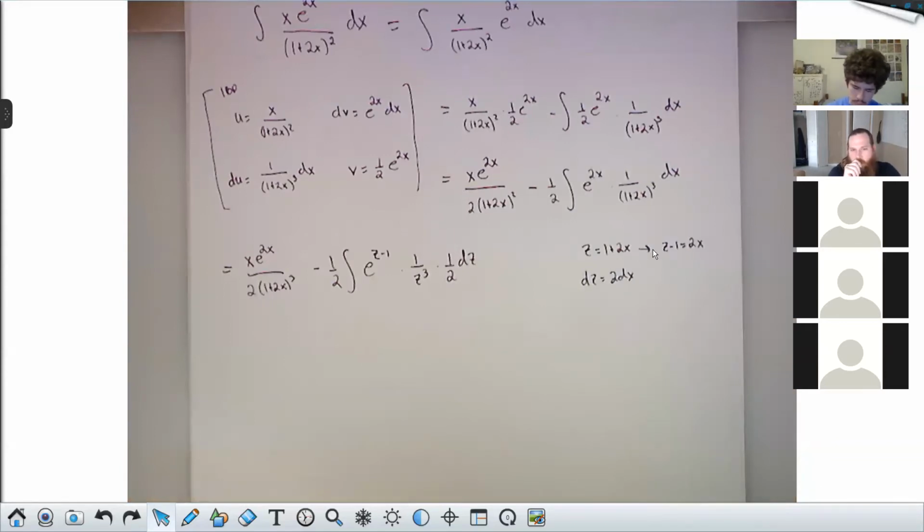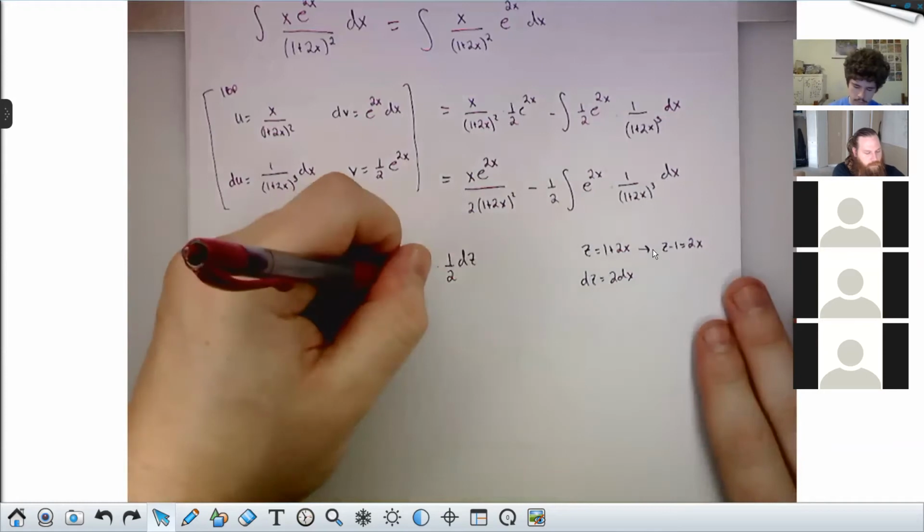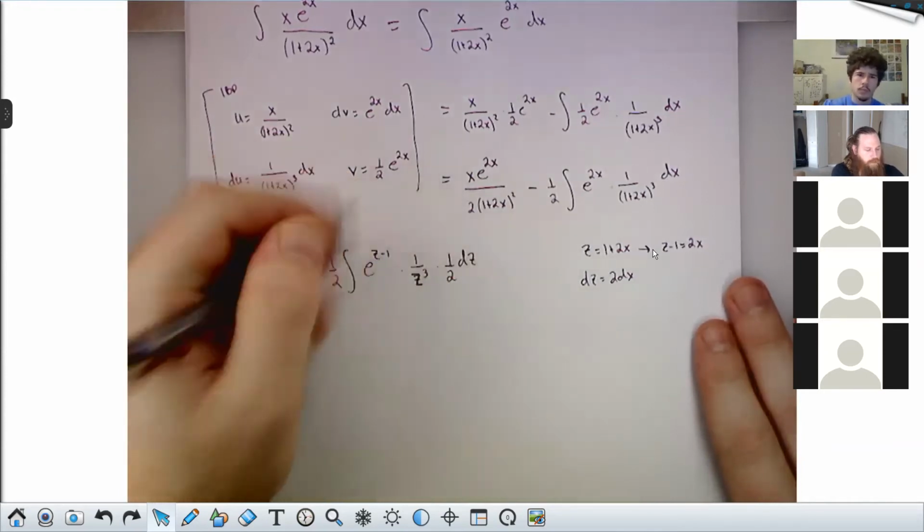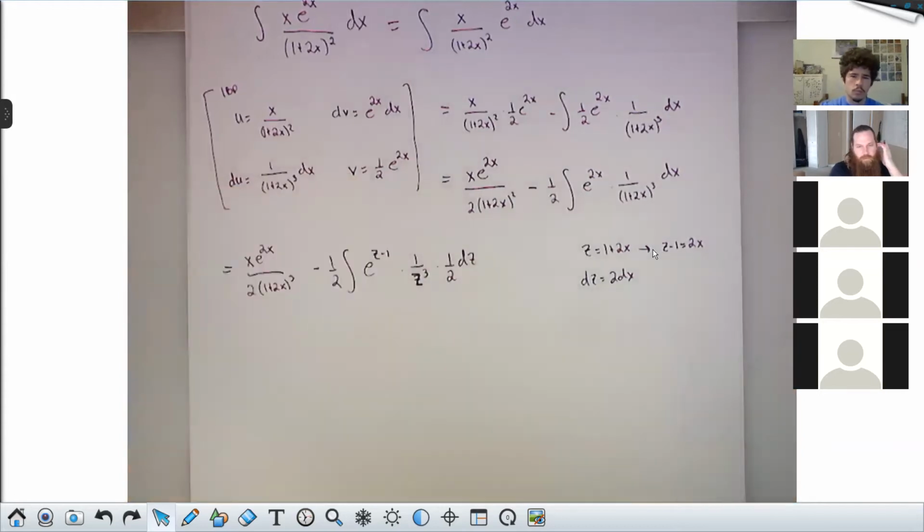This is looking pretty bad, if I'm honest. I'm fairly certain that there is no closed form antiderivative for functions like this. E to the z over z, I know you're totally screwed. So e to the z over z cubed, I'm thinking is not going to be any better.